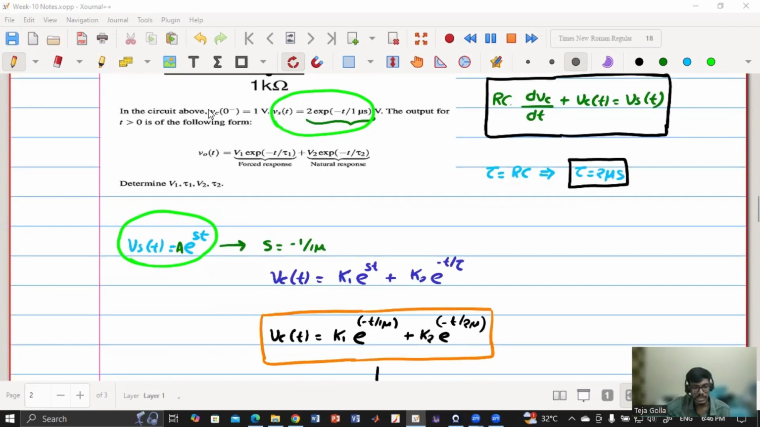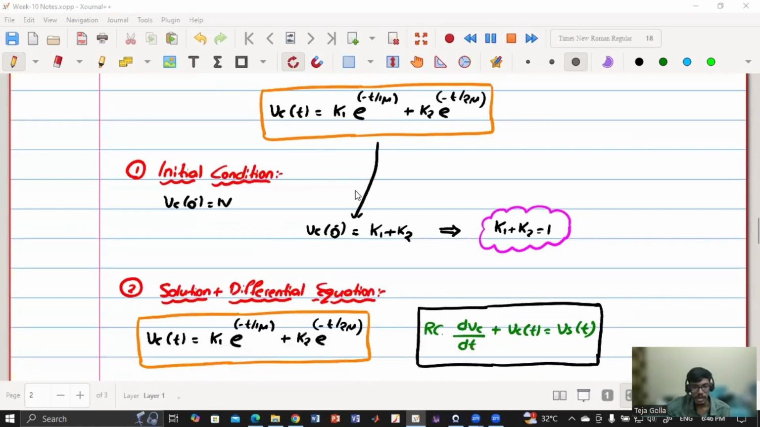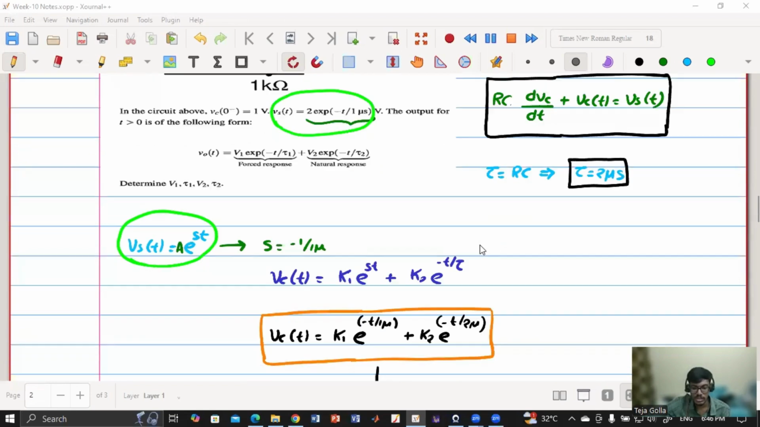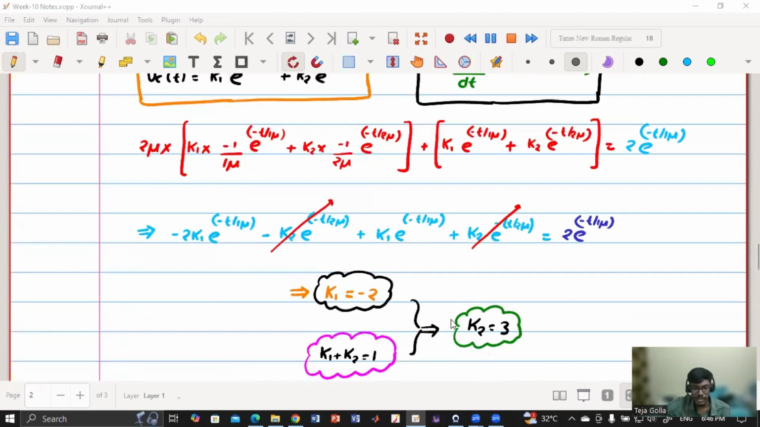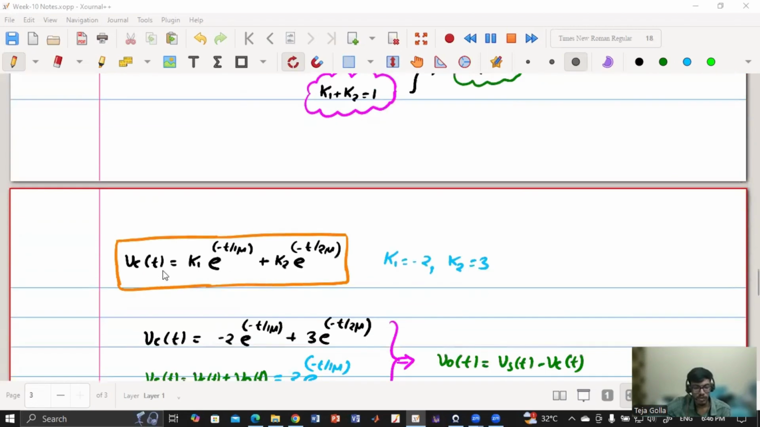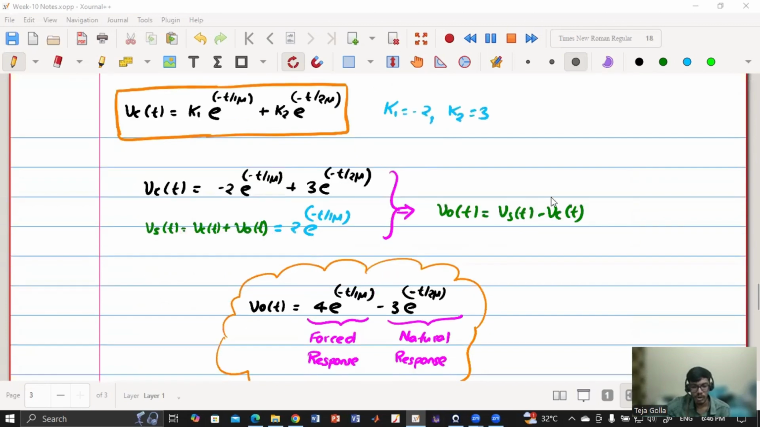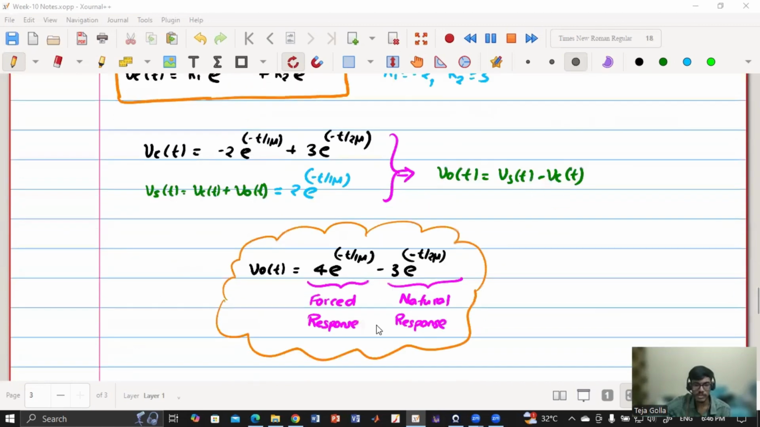One condition is Vc of 0 minus, which is the initial condition. I got one expression. Now, how will I get the other equation? Because this is a solution, it should satisfy this differential equation. So I have substituted that and got the values of K1 and K2. Once I got K1 and K2, I got Vc of t. Once I got Vc of t, I can get V naught of t, which is Vs of t minus Vc of t. So now I have V naught of t, which has two terms. One is the scaled version of the input, and the other one is the natural response.